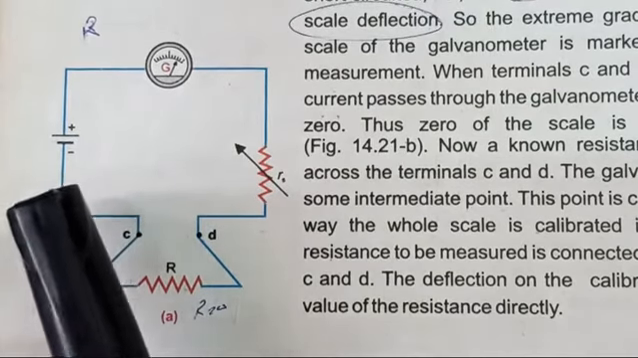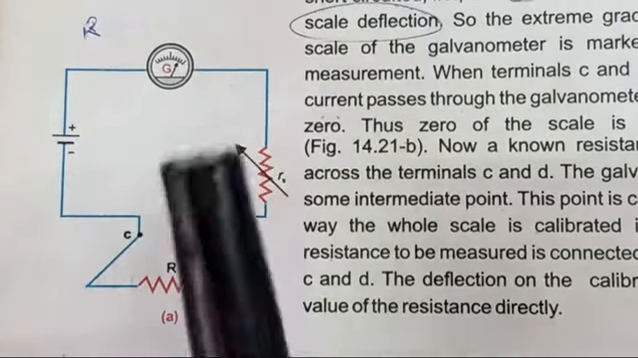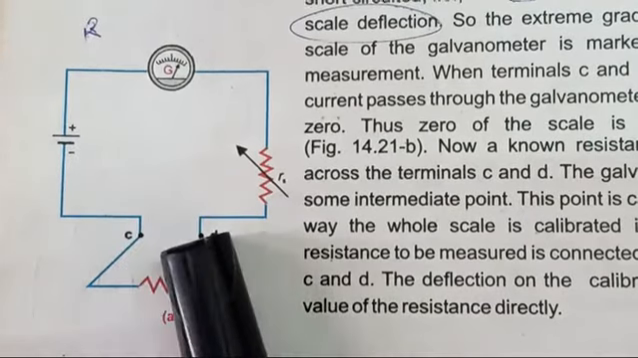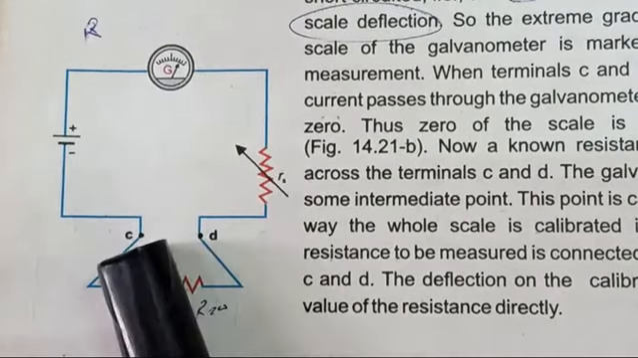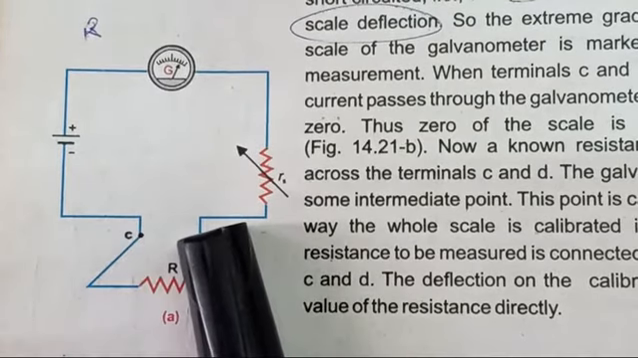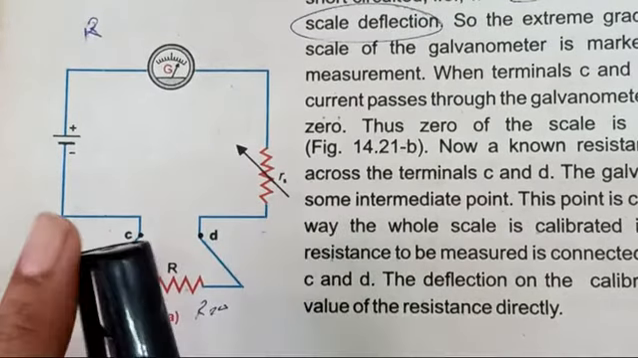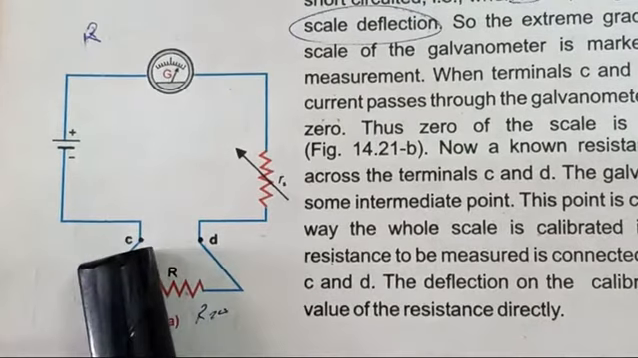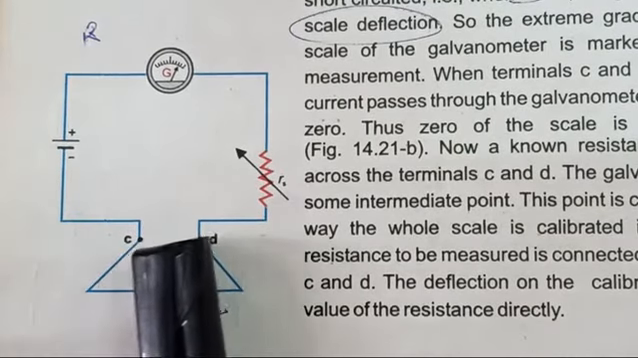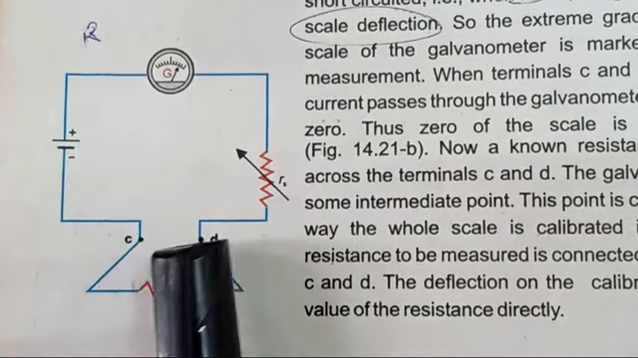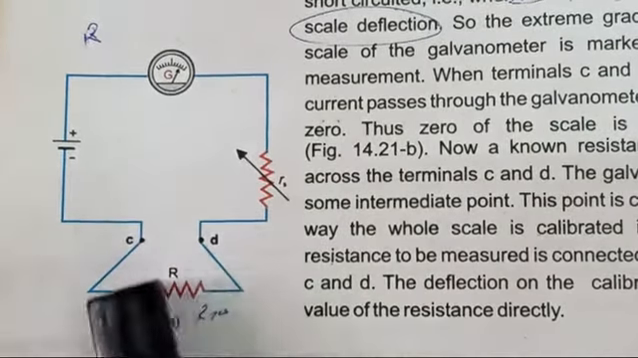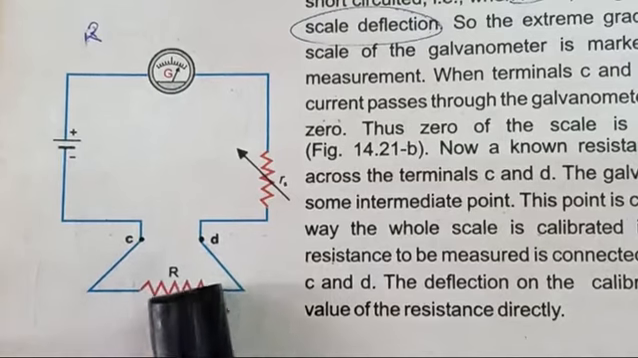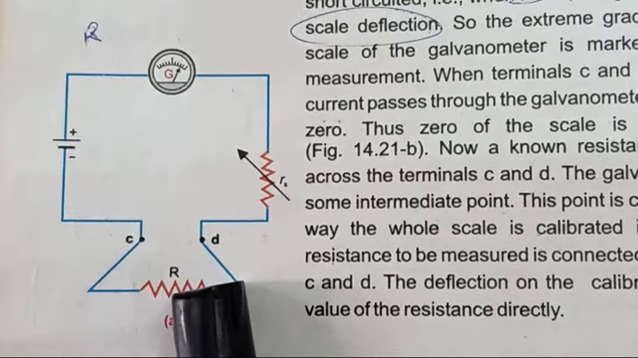Okay, and they are adjusted so that when terminals C and D are short circuit, meaning when they are connected to each other. Short circuit means when those things come in contact with each other, when C is connected with D. In this condition, resistance of the galvanometer is there. Now we are not using this R, so it means value of R is 0 in this condition.